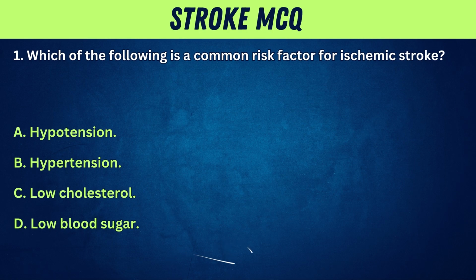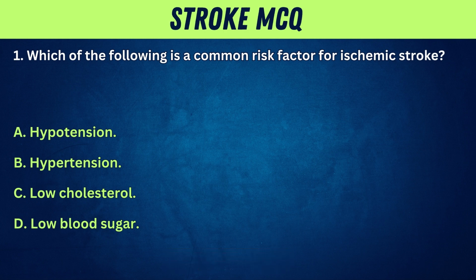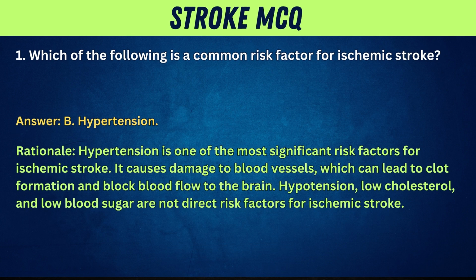1. Which of the following is a common risk factor for ischemic stroke? A. Hypotension. B. Hypertension. C. Low cholesterol. D. Low blood sugar. Answer: B. Hypertension. Rationale: hypertension is one of the most significant risk factors for ischemic stroke. It causes damage to blood vessels, which can lead to clot formation and block blood flow to the brain. Hypotension, low cholesterol, and low blood sugar are not direct risk factors for ischemic stroke.